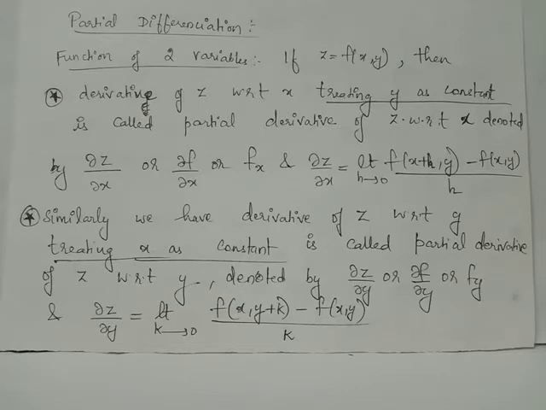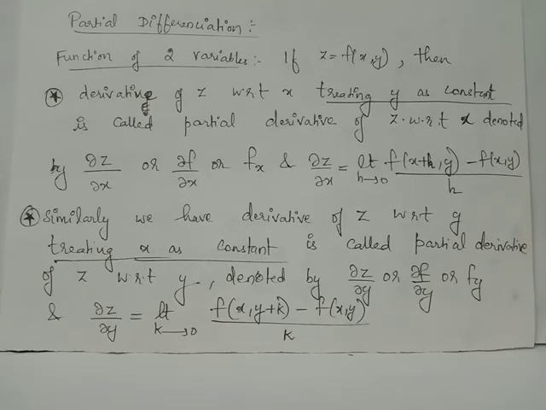Now we have the derivative of z with respect to y treating x as a constant, which is known as the partial derivative of z with respect to y, denoted by ∂z/∂y or ∂f/∂y or f_y, which is mathematically expressed as ∂z/∂y equals limit k tends to 0 of [f(x, y+k) - f(x, y)]/k. From this expression, it's clear that x is treated as a constant and there is change in the y direction.